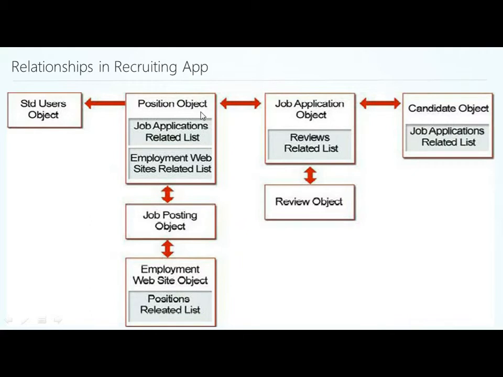The position object is linked to job application. In the related list we can see the position and employment website, and the position object has a many-to-many relationship with employment website through the junction object job posting. Job application is a master object which has a detail object called review object, and it also has a lookup relationship with the candidate object.